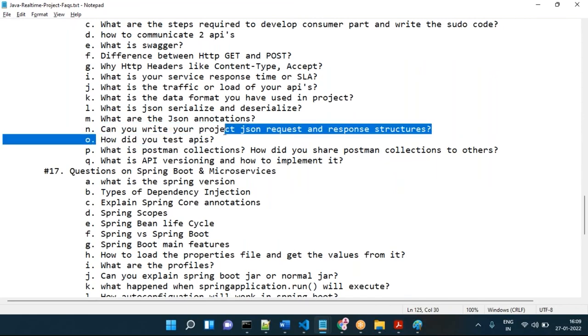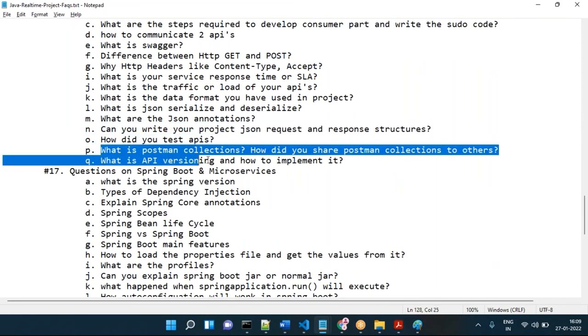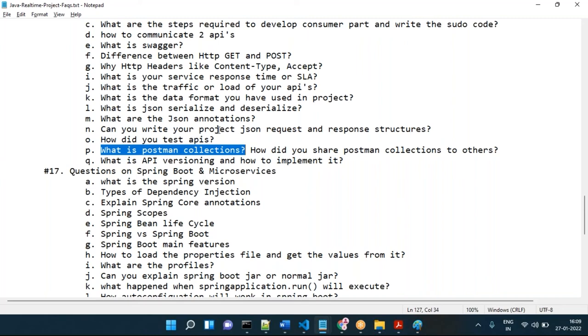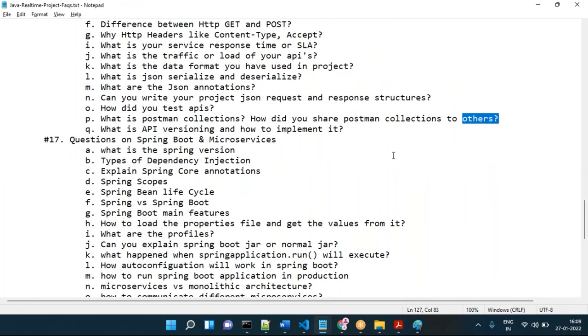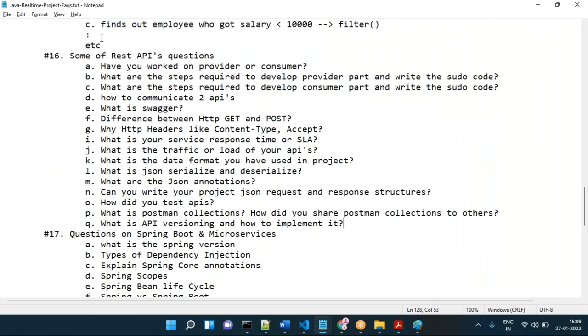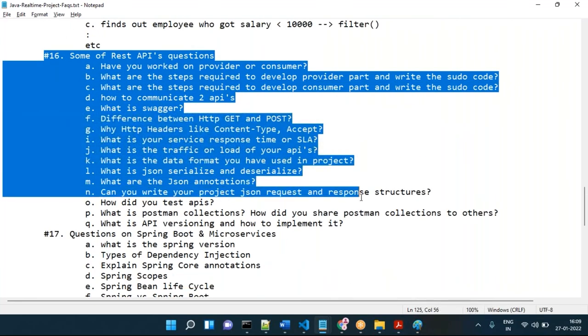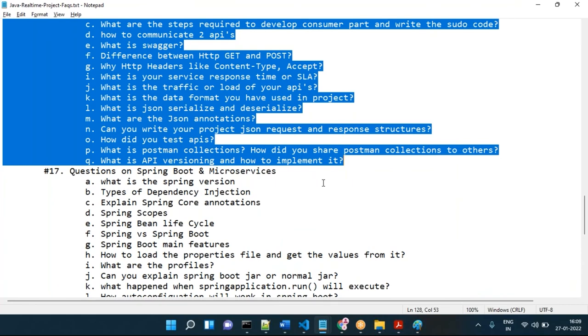How do you test your APIs? What is Postman collections? How did you share your Postman collections with other developers or QE teams? What is API versioning? How it is implemented is very, very important, team. We will see all these answers in our real-time project batch, team.